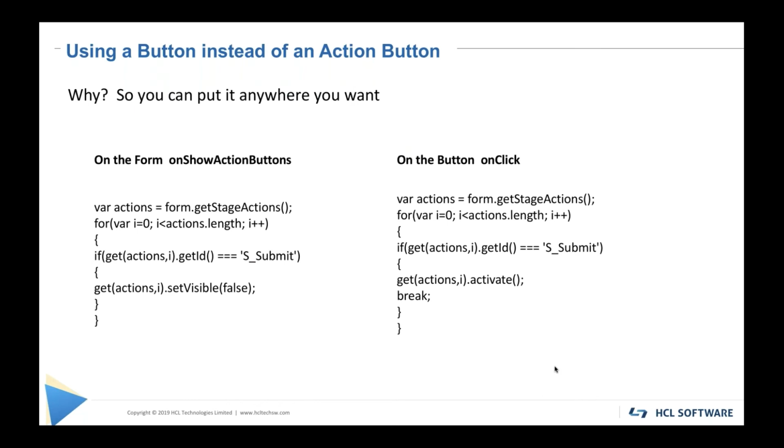There's really two pieces of code that you need. All right, and the first one is on the form on show action buttons event. What this does is essentially just loops through all the action buttons that you have in your app. And then based on the one that you specify, in this case, I'm saying s_submit, which is the default submit button when you build an application for the initiator phase or stage. And it loops through, it gets the submit button and it says hide it.